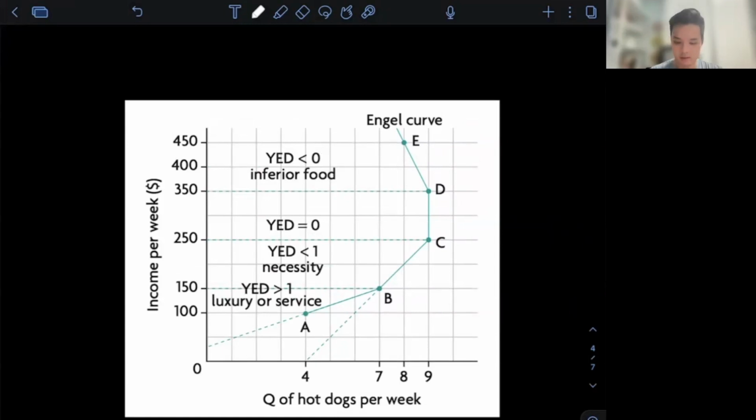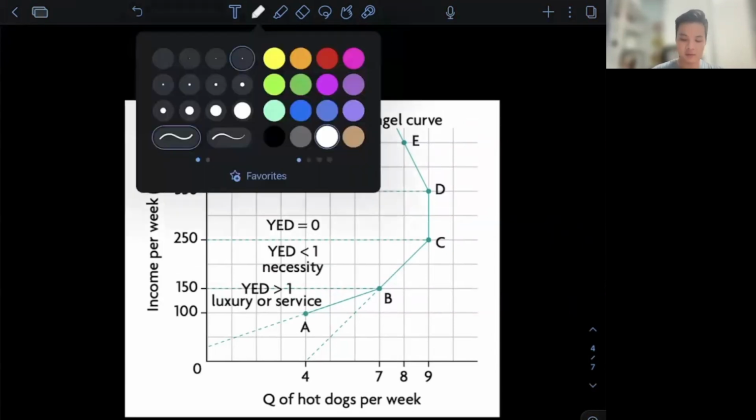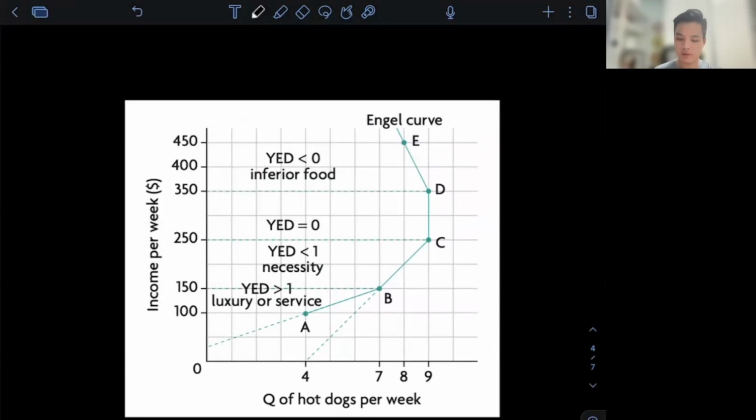And this particular diagram uses hot dogs as an example. So we see that YED is more than 0 on the upward sloping section of the curve, from point A to point C. So quantity demanded and income are both increasing, and this indicates that the good is a normal good. But as you see from point C to point E, the quantity of hot dogs demanded falls as the income increases, and the Engel curve goes backwards, right? So this indicates that the YED is less than 0 and that these hot dogs are now inferior goods. So this is how to visually represent the different income elasticities of demand on a diagram, namely the Engel curve.